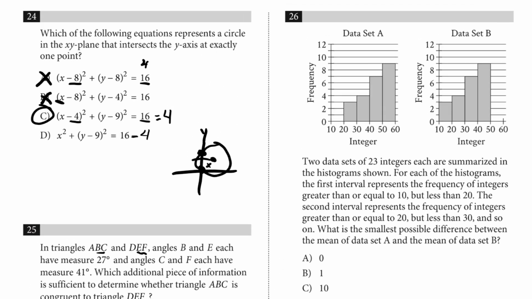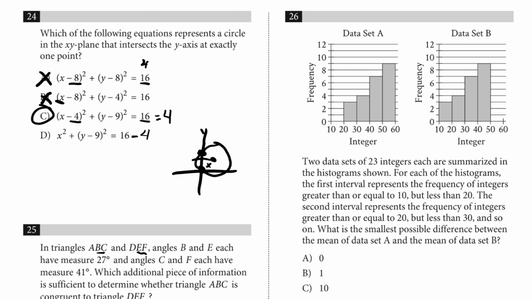Number 26. Two data sets of 23 integers each are summarized in the histograms shown. For each of the histograms, the first interval represents the frequency of integers greater than or equal to 10 but less than 20. The second interval represents the frequency of integers greater than or equal to 20 but less than 30, and so on. What is the smallest possible difference between the mean of dataset A and the mean of dataset B?